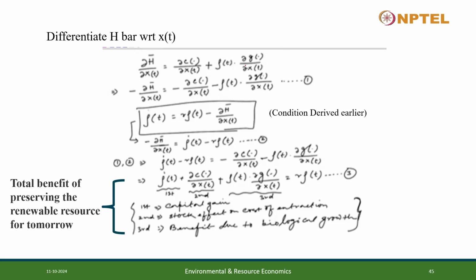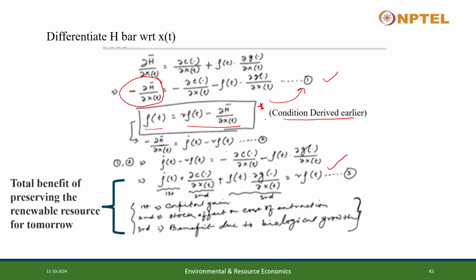Now, if you multiply by a negative term on both sides, you get equation number 1. And we know the condition we derived earlier, that rho dot t is equal to this. So instead of this, I will write rho dot t minus r rho t. This equation star is put into equation number 1, and you get equation number 2. Now from 1 and 2, we equate rho dot t and get equation number 3.